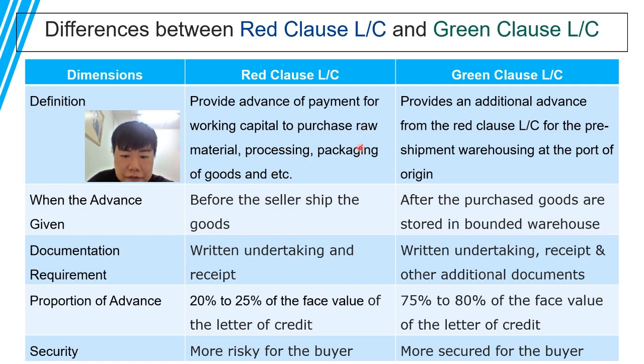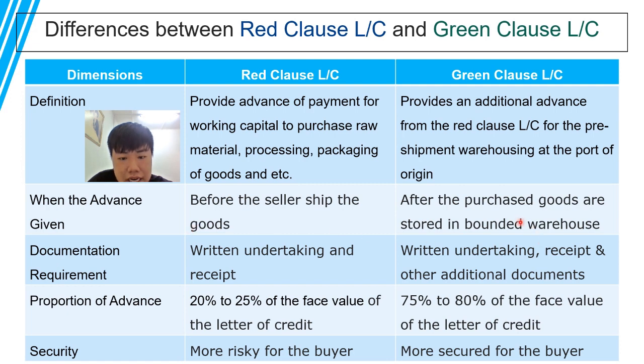The differences between the red clause and the green clause letters of credit can be divided into several dimensions, where the first distinction is about the definition or the function of the letter of credit. The red clause letter of credit provides the advance of payment for working capital to purchase raw material, processing, packaging of goods, etc. However, the green clause letter of credit provides an additional advance for the pre-shipment warehousing at the port of origin. Second, in the red clause letter of credit, the advance will be given before the seller ships the goods.